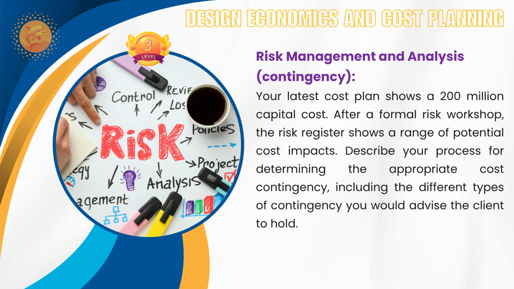Your latest cost plan shows a 200 million capital cost after a formal risk workshop. The risk register shows a range of potential cost impacts. Describe your process for determining the appropriate cost contingency, including the different types of contingency you would advise the client to hold, because this is coming into the capital cost. Anybody wants to try or share your experience or knowledge?